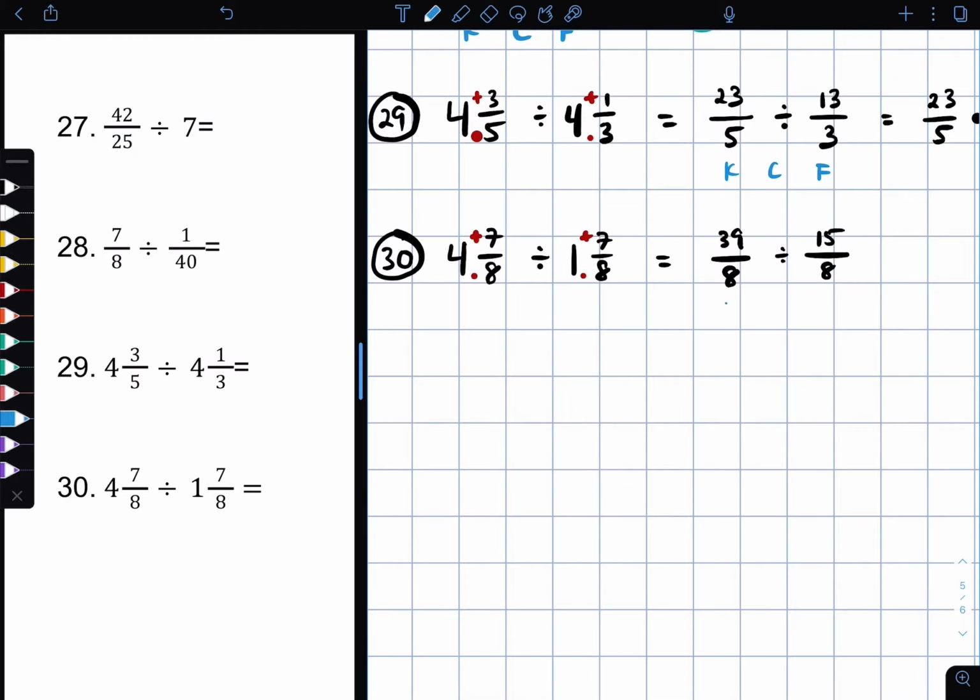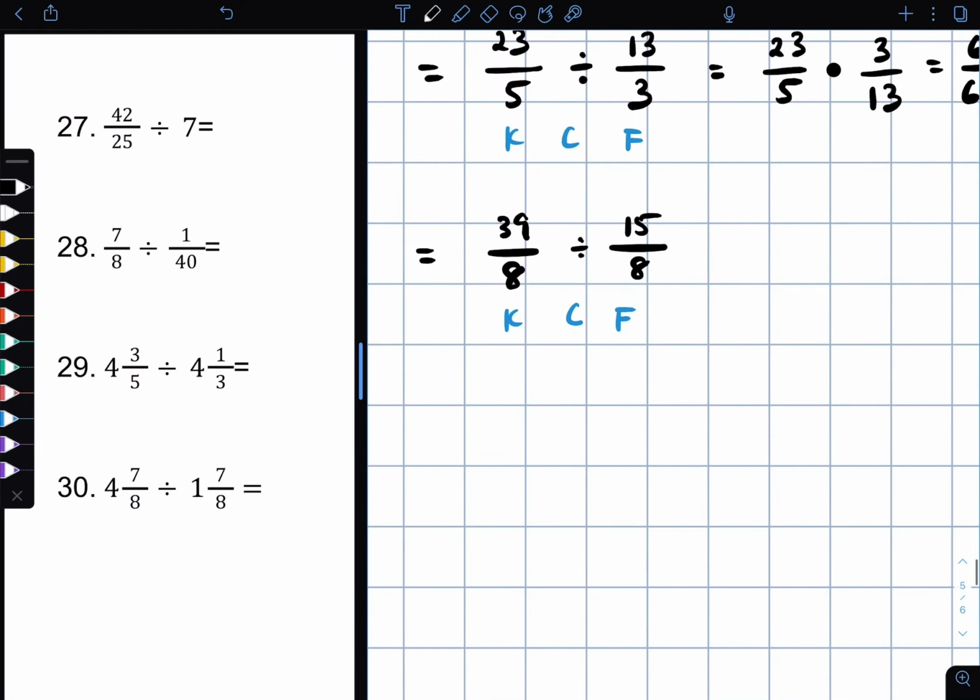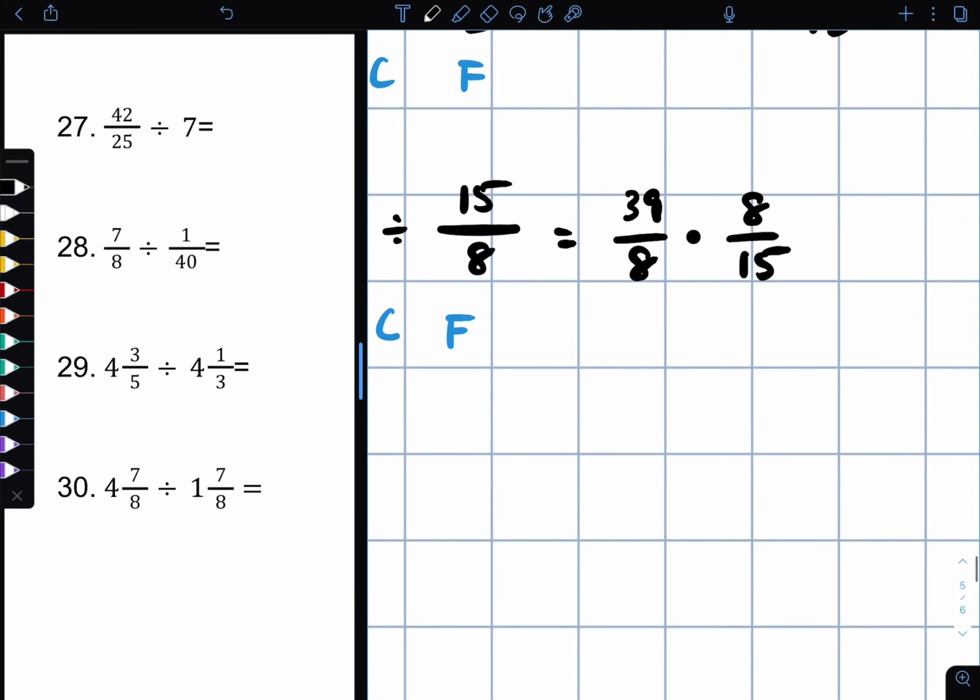Now that we have a top and a bottom, we can keep, change, and flip. We're going to keep this thing like that. We're going to change to multiplication, and we're going to flip so we have 8 over 15 now. And we can do some cross canceling here. I love when the numbers match. 8 and 8 just become 1, so we divide them both by 8.